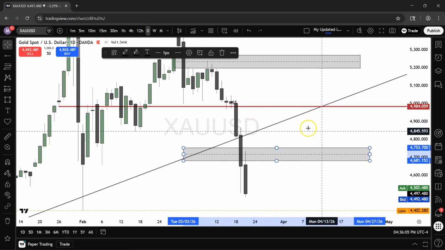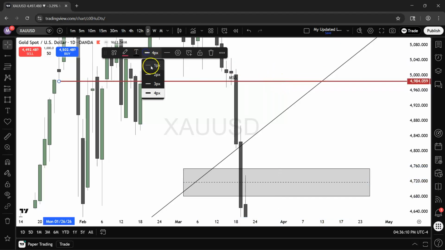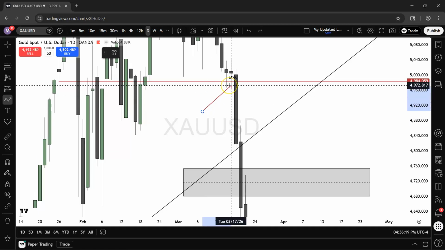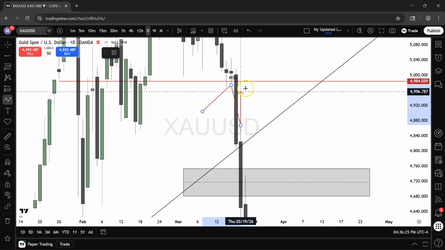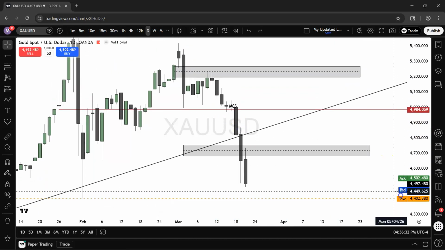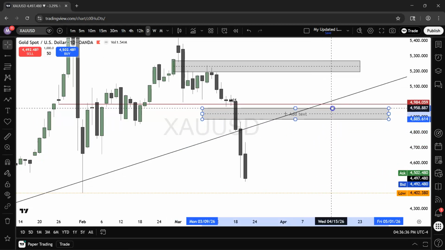Okay, so make this a little thinner for you. This wick right here, get my arrow. This wick right here and this wick right here are not touching, which is hence creating a gap. Okay, so we're going to mark that gap up. All right. There's your gap.